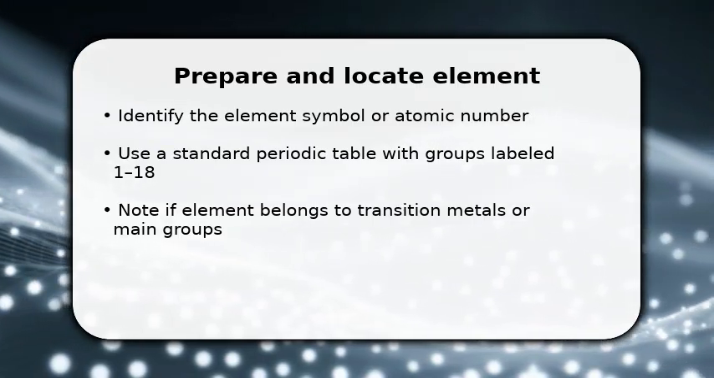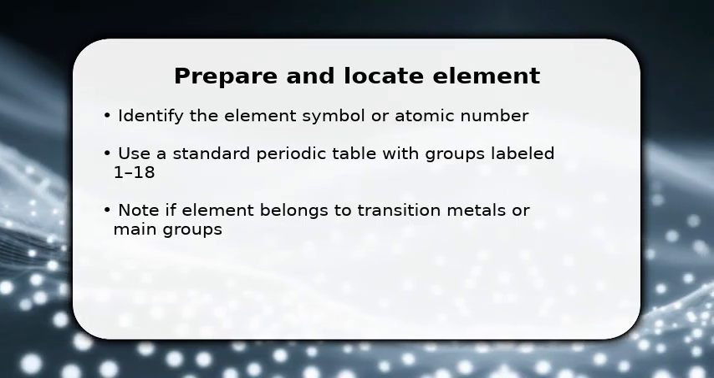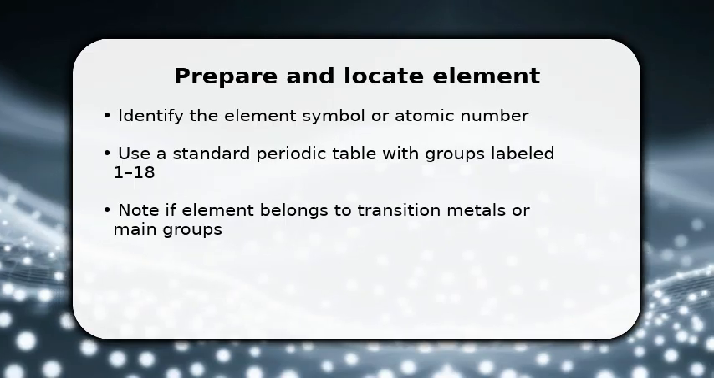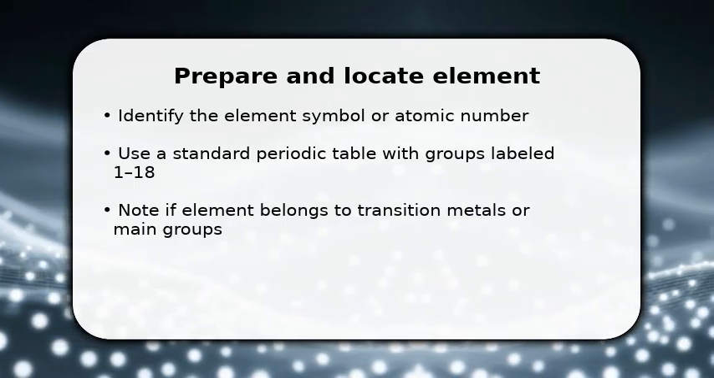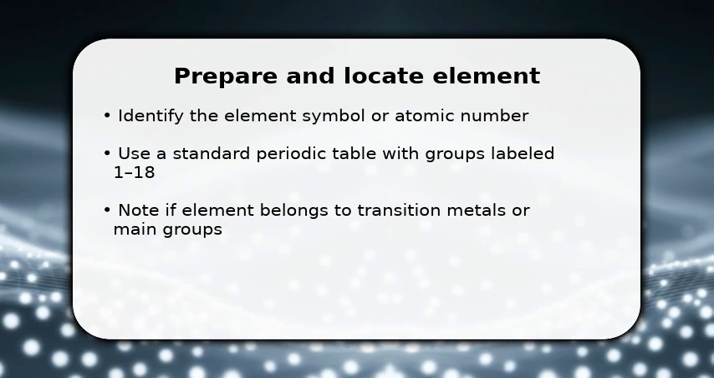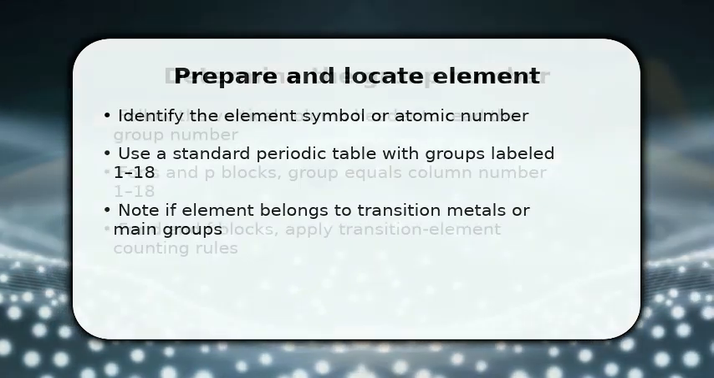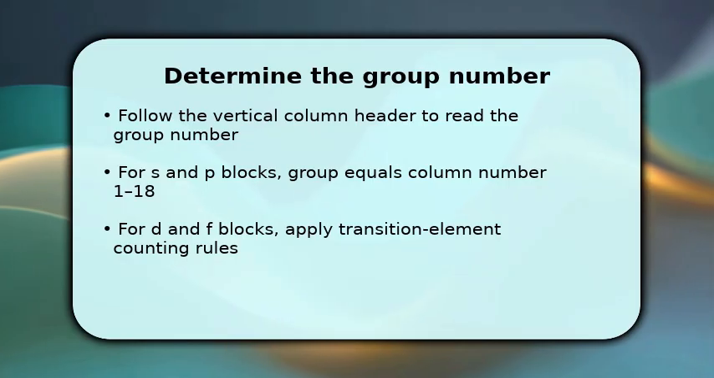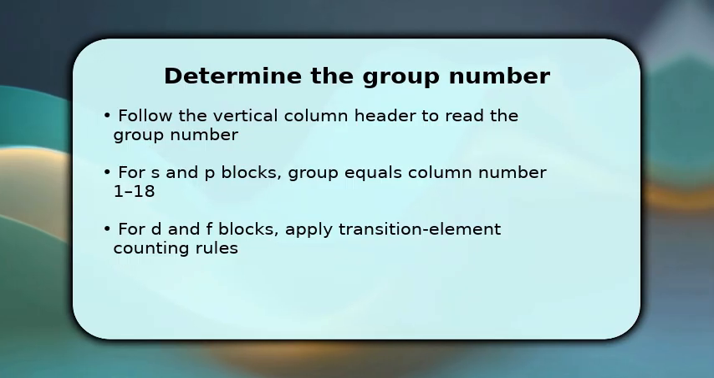Begin by visually aligning the element's column with the top group headings so you know which vertical column you will follow down. Once done locating the element's column, read the group number printed at the top of that column. That is usually the group. For main group elements in the S and P blocks, the group number directly matches the column number from 1 to 18, so you can state it immediately.